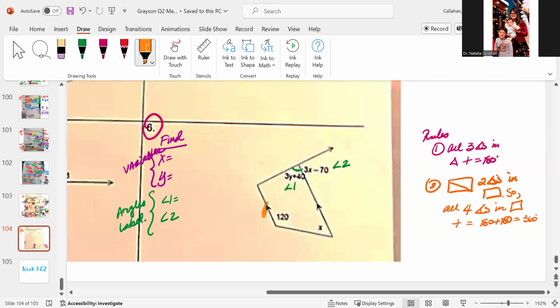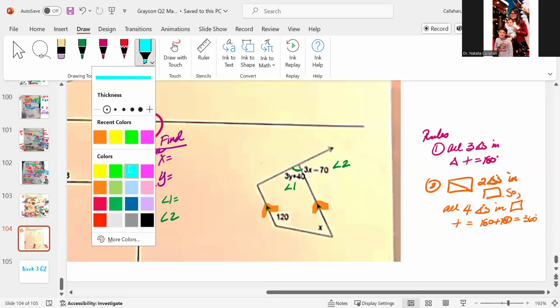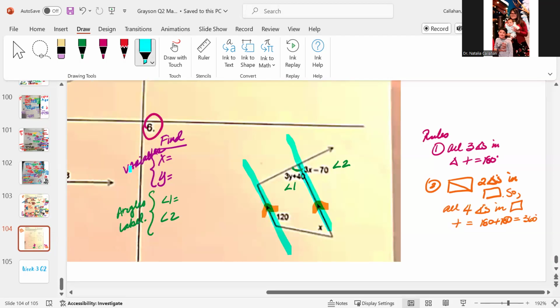So first thing, you see the arrows right there? That's saying you're gonna grab your highlighter. This angle is parallel to this angle. These lines are parallel, right? And then your transversal is gonna be this pink line right there. The reason I want to do that is so you can see easier where you can find the alternate interior, alternate exterior, corresponding angles, all of those things.